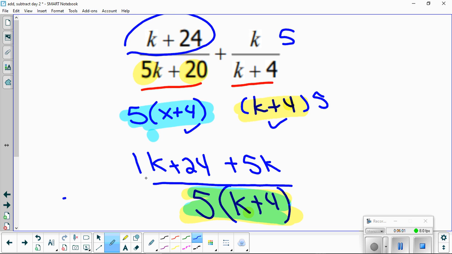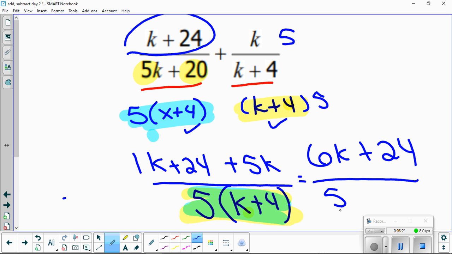We are not done yet. Now our job is to combine like terms. So I have 1K and I have 5K. How many K's do I have total? 6K, right on. So I'm going to have 6K plus 24 because nothing combines with the 24. And I've got this guy up right like this.